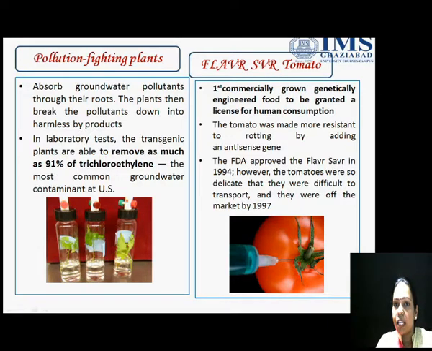Now, the Flavr Savr tomato. Here we can see the first commercially grown genetically engineered food to be granted for human consumption. It was more resistant to rotting by adding the antisense gene, and the FDA approved it in 1994. But these tomatoes were very delicate and difficult to transport, so finally in 1997 they were taken off the market.